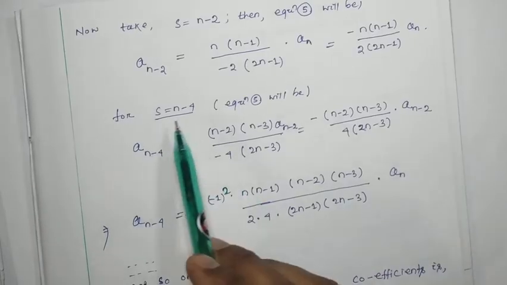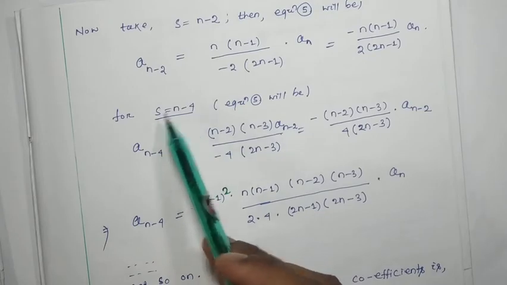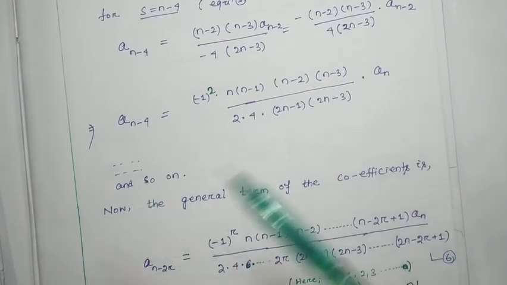Here we considered s is equal to n minus 4. Likewise, you can consider s is equal to n minus 6. Then you can find other terms also.